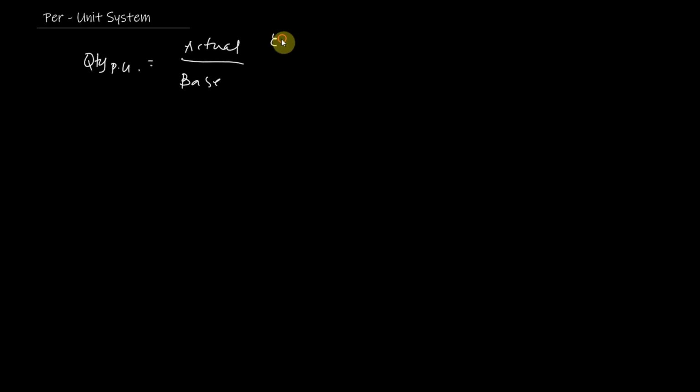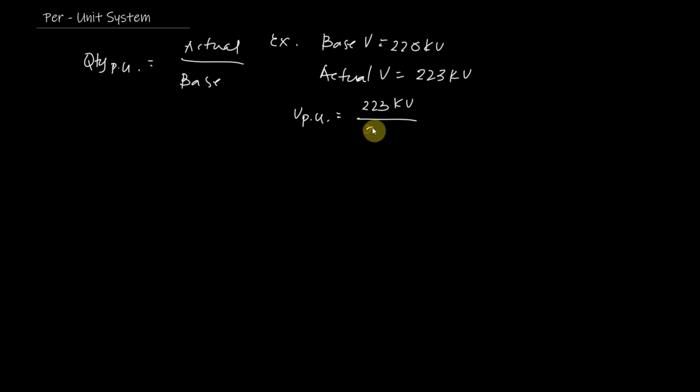Okay? So, for example, meron tayong base voltage natin is equal to 220 kV, and then ang actual voltage natin is equal to 223 kV. So ang ating voltage per unit is equal to 223 kV divided by 220 kV. So therefore it is equal to 1.013 per unit.